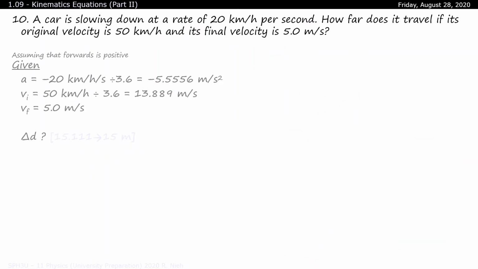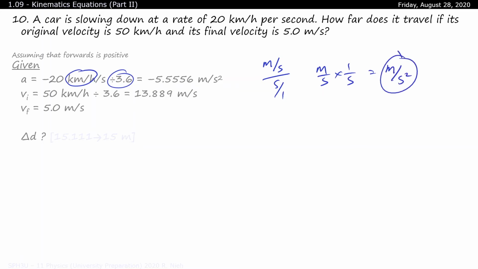For question number 10, just to maintain consistency, let's convert everything into meters per second. Now, when you divide by 3.6, you're converting kilometers per hour into meters per second, so you end up getting meters per second divided by seconds. Or meters per second times the reciprocal of seconds, which is 1 over seconds, which gets you meters per second squared. So that's how the first one works out.